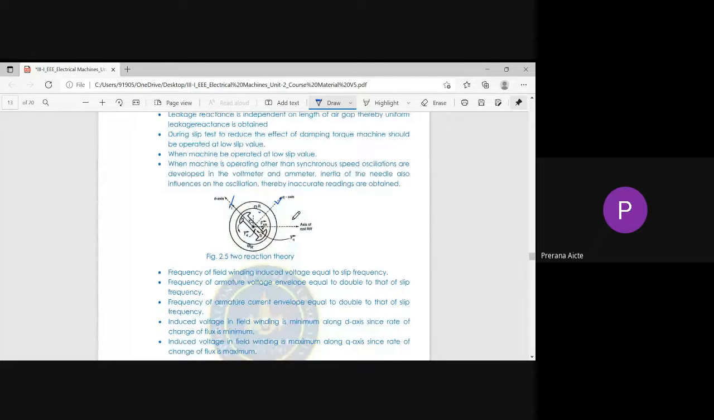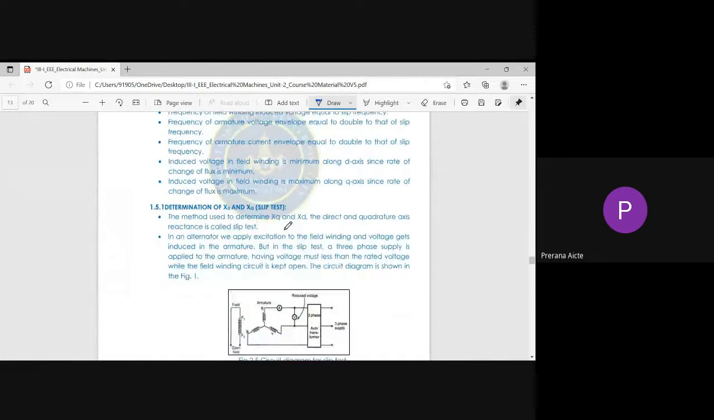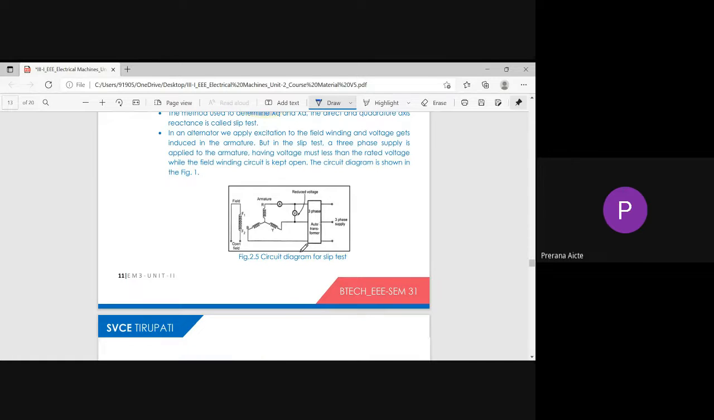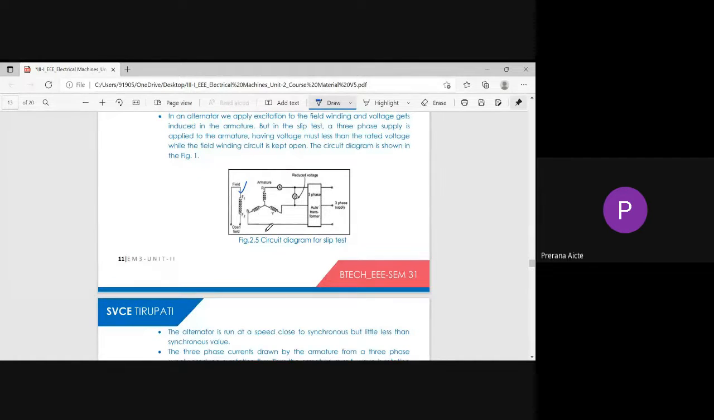So how do we find out the quadrature axis reactance and direct axis reactance? By conducting the slip test, determination of XD and XQ by using slip test. In this test, the field winding is open circuited, and the armature terminals are connected to the three-phase supply by using a three-phase auto transformer, and ammeter and voltmeter are connected. By applying reduced voltage, still rated currents flow through the armature windings of the alternator. We check the voltmeter and ammeter values.